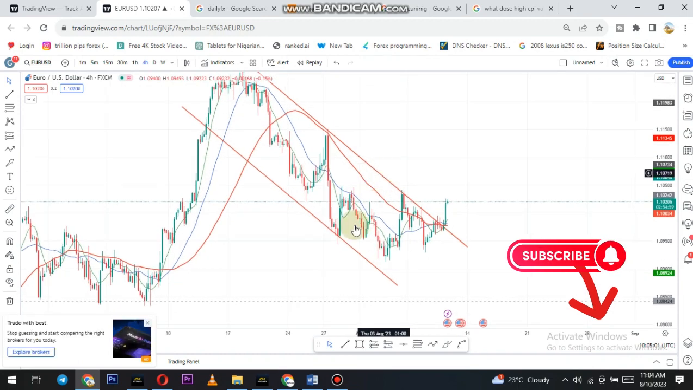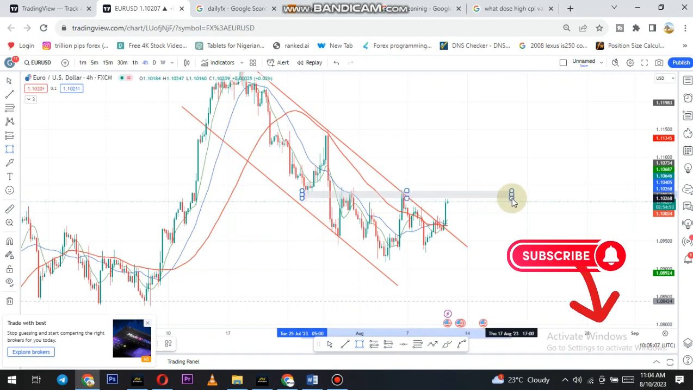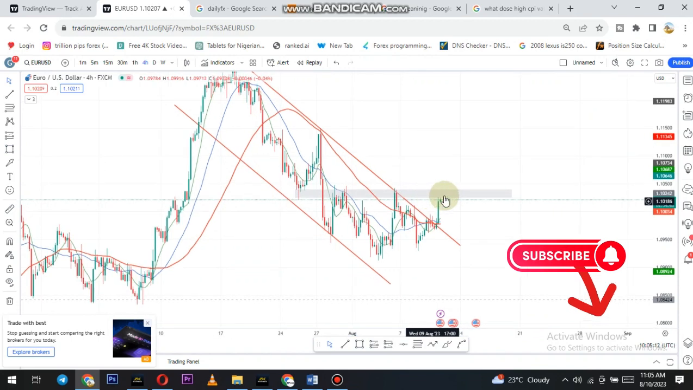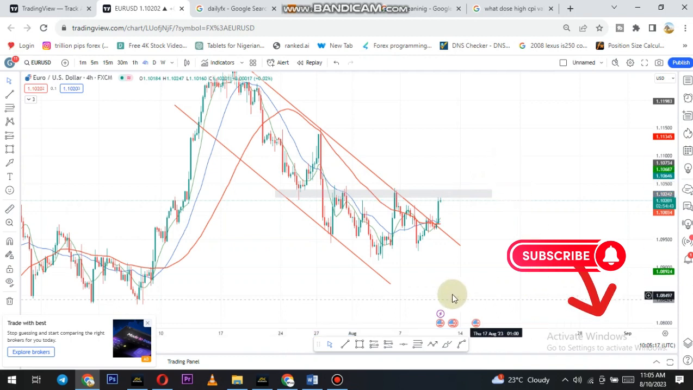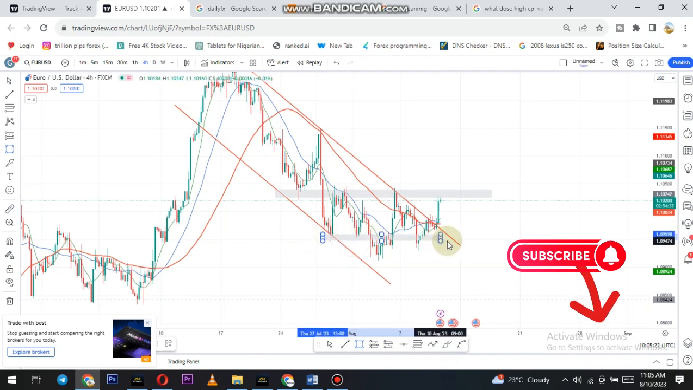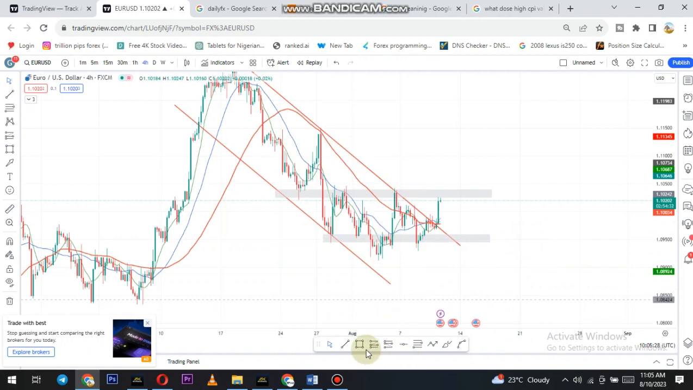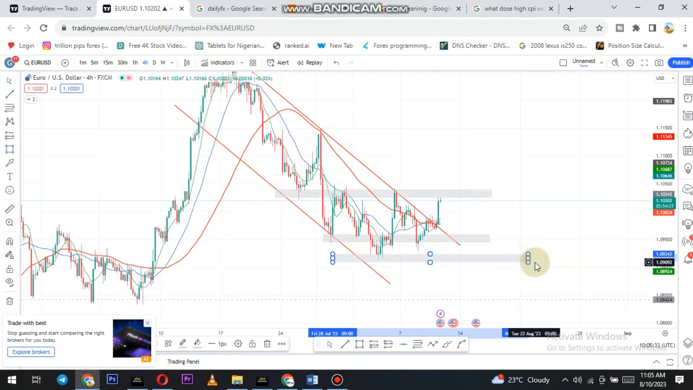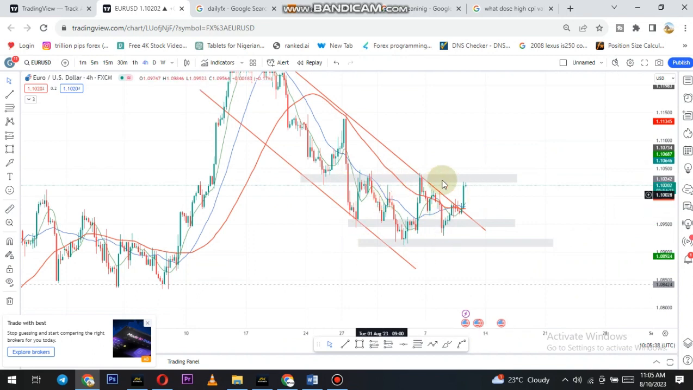All right. So if you draw the resistance here, you can see that the price is at the resistance zone, right? And we could actually draw the support too from here. All right, we have one here, and we could actually have another one here. All right, so as you can see, the market is kind of in a range right now.